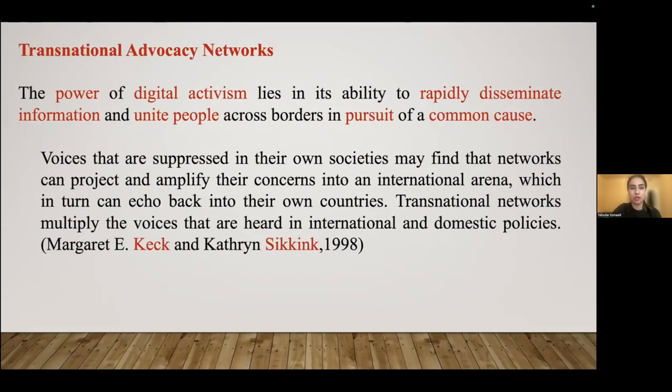To talk about transnational advocacy networks, I should say that the power of digital activism lies in its ability to rapidly disseminate information and unite people across borders in pursuit of a common cause. According to Keck and Sikkink, voices that are suppressed in their own societies may find that networks can project and amplify their concerns into an international arena, which in turn can echo back into their own countries. Transnational networks multiply the voices that are heard in international and domestic policies.